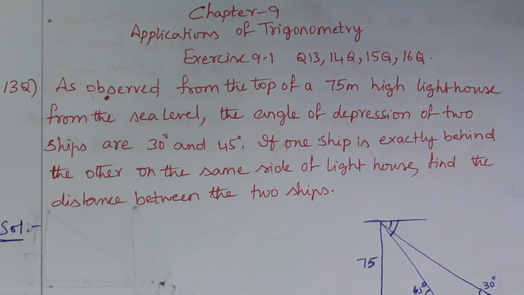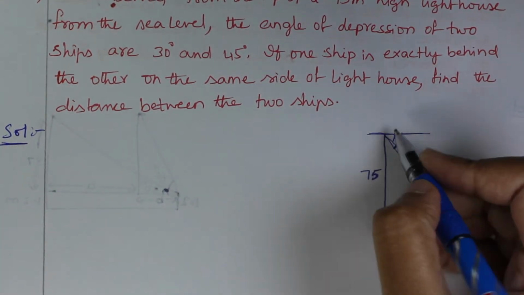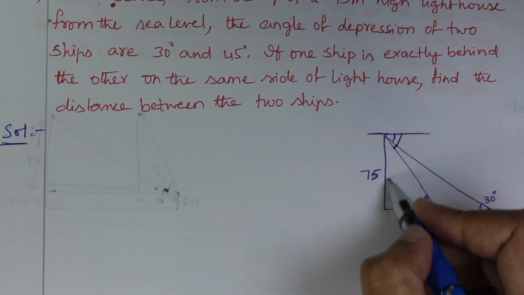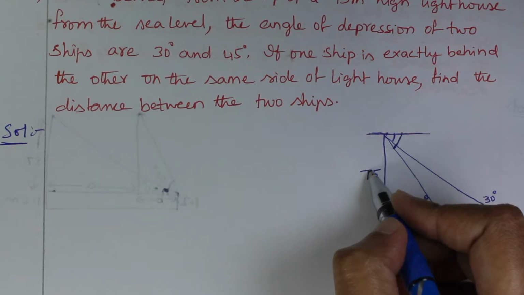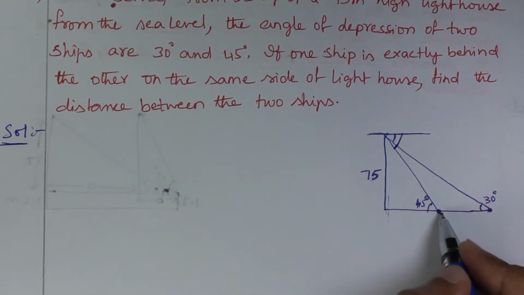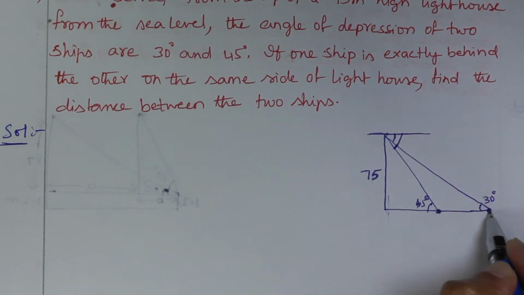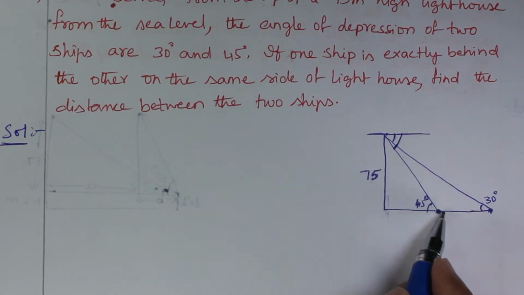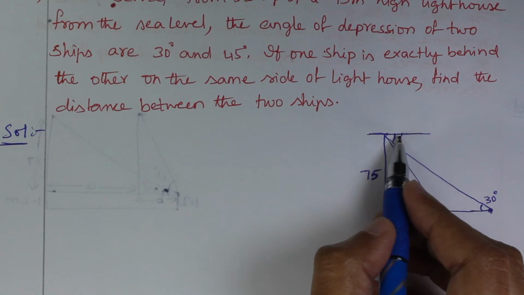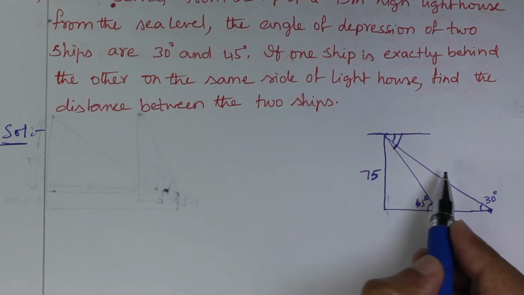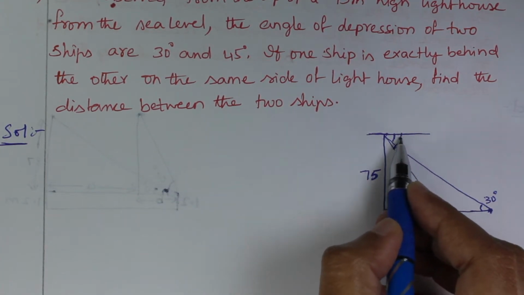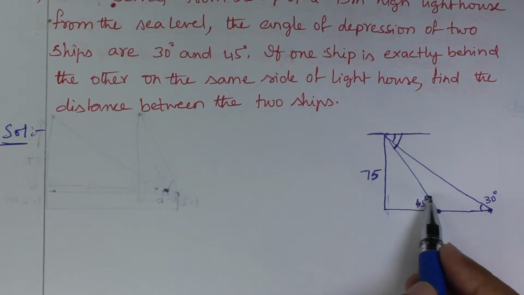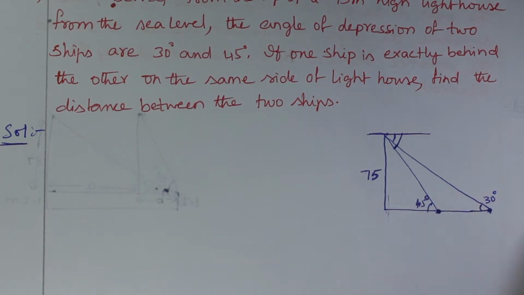So there is a lighthouse. This is the lighthouse and the height of the lighthouse is 75 meters, and there are two ships here. One ship is here, other ship is here, and the angle of depression of the two ships is 45 degrees and 30 degrees respectively. So this angle is 30 degrees and this angle is 45 degrees. So this angle becomes 45 degrees and this angle becomes 30 degrees. Okay, now this picture is clear, right?